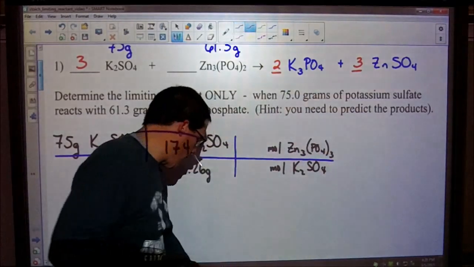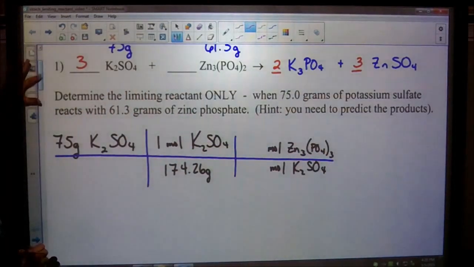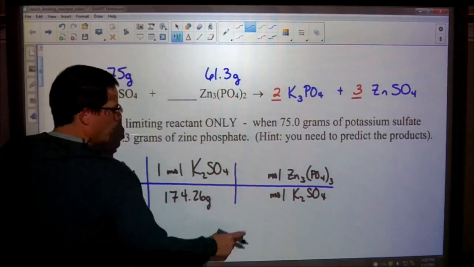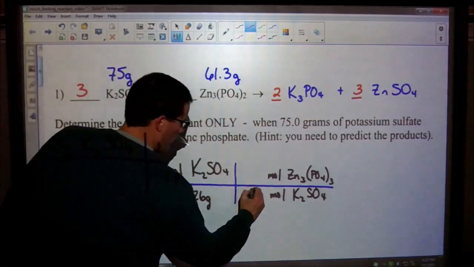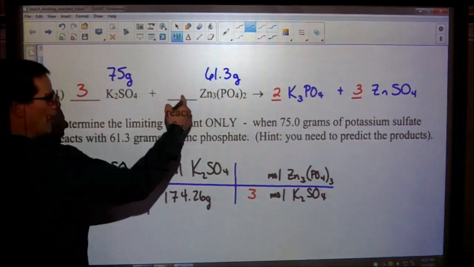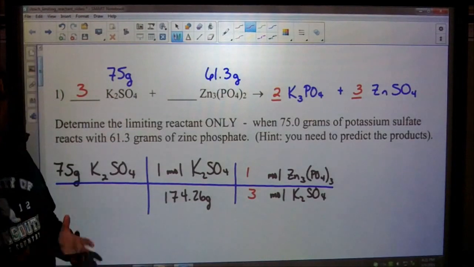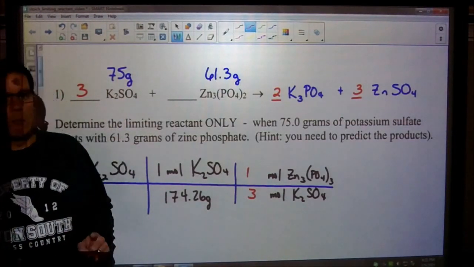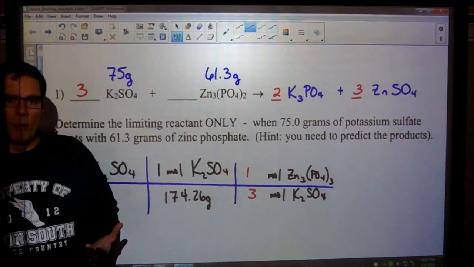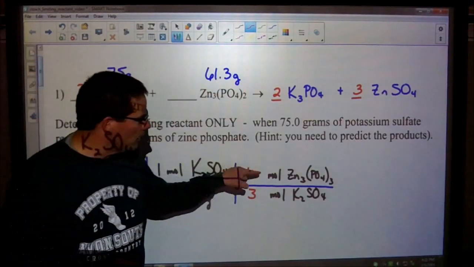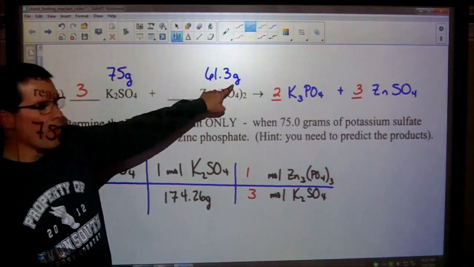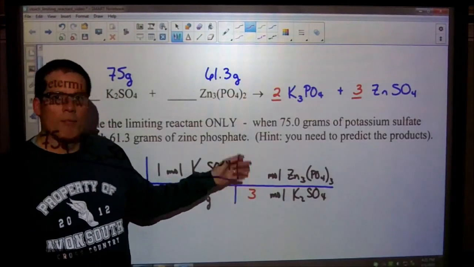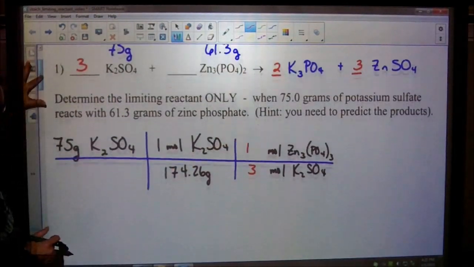Now I need to go back to my balanced equation and plug in the values for step 3. In my balanced equation, I have 3 potassium sulfates and I have 1 zinc phosphate. If we were to stop right there, we would have our moles of zinc phosphate. But if I want to determine who the limiting reactant is, I need to get this back to a unit that's given in the problem. So I need to change this moles of zinc phosphate into grams. So that's what I'm going to do next.